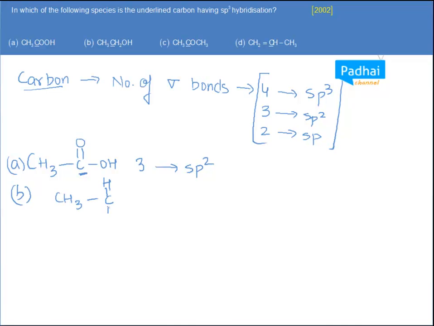Second part is CH2, basically CH2 with H, H, OH. How many sigma bonds are there? 1, 2, 3, 4. So that means 4 sigma bonds are there. There is no pi bond. That means the hybridization is sp3. So that means B is the correct option.